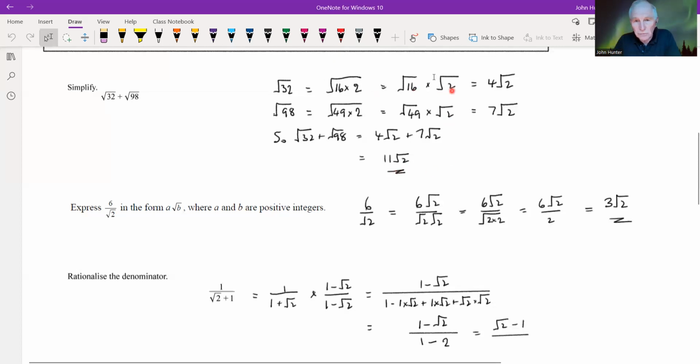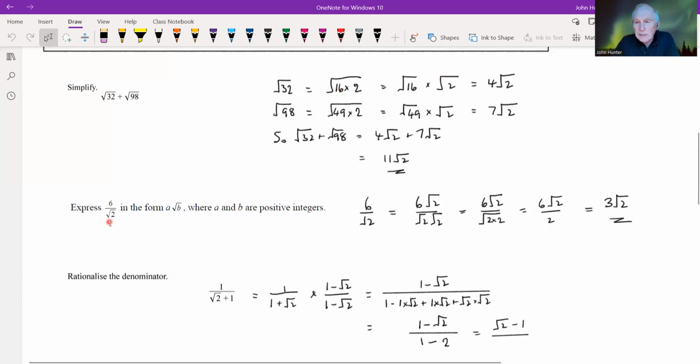This bus shelter idea might be a silly notion to you, but it helps some people. It actually enables us to do that. Right, let's have a look at this one. Express 6 divided by root 2 in the form a root b, where a and b are positive integers.